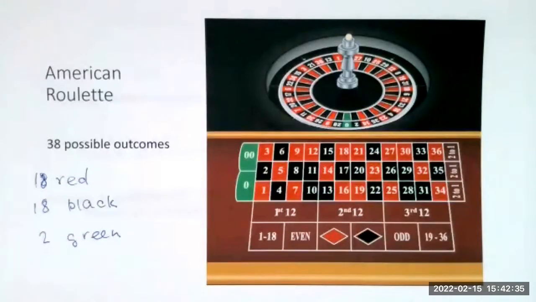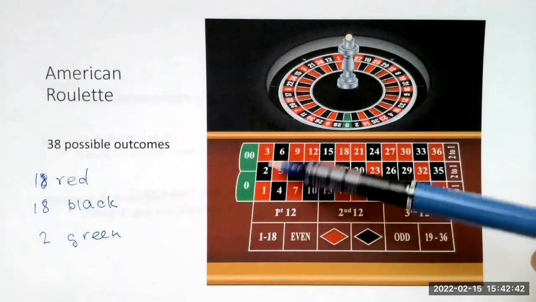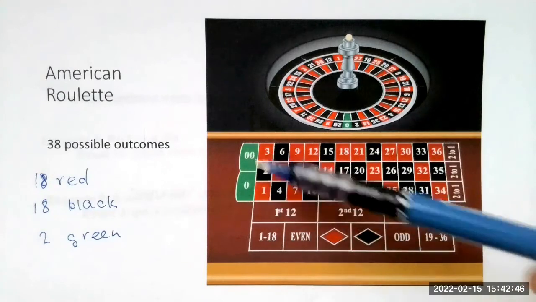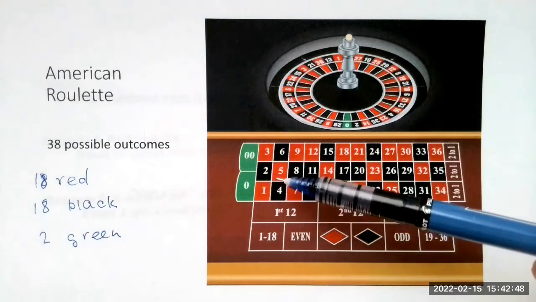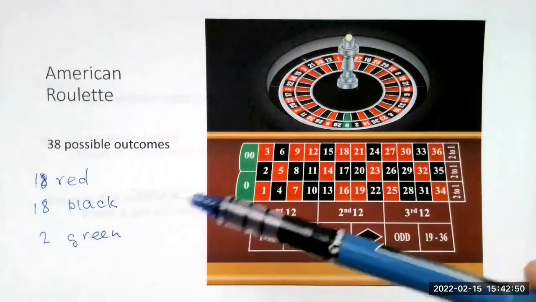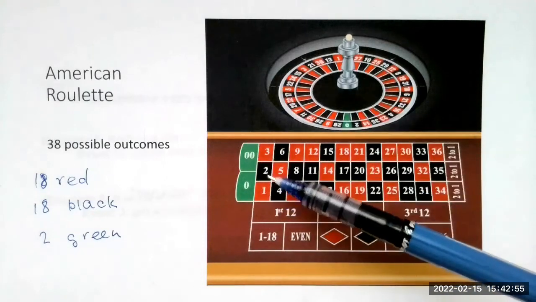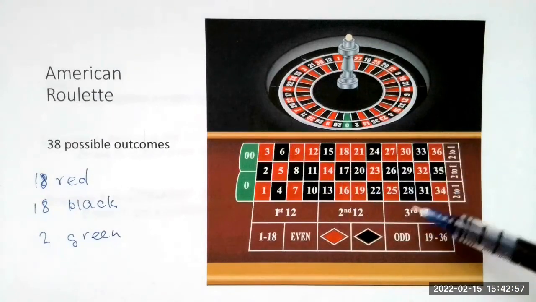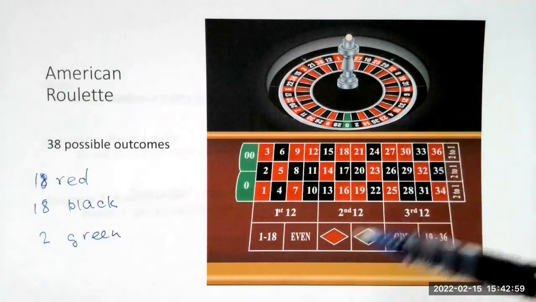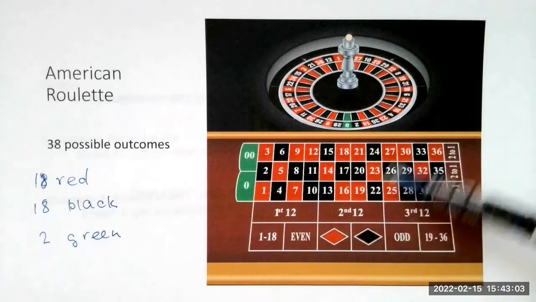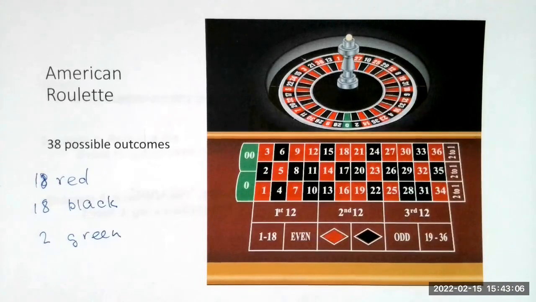So for an American roulette, we have 38 possible outcomes. We have numbers 1 through 36. We have 0 and 00. We also have 18 red spots, 18 black spots that appear random, and also we have 2 green ones. So these are the outcomes for the American roulette.